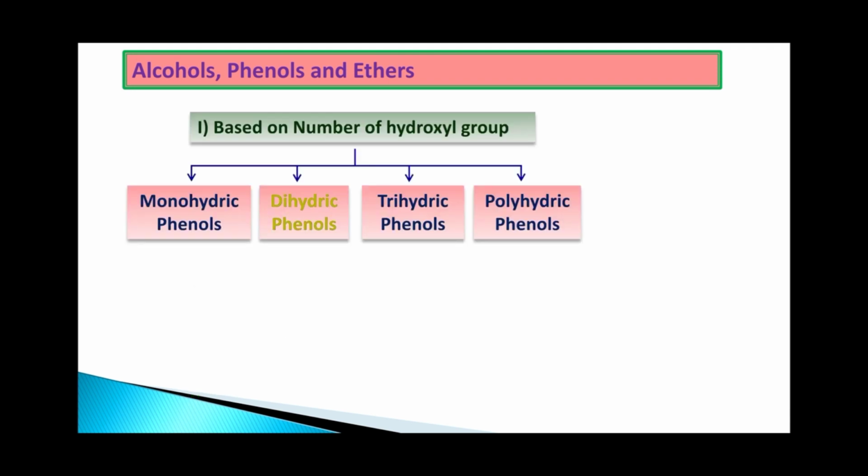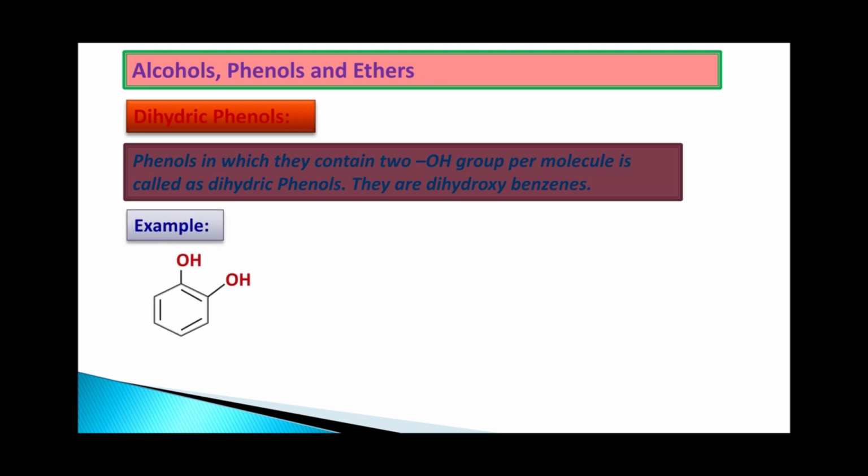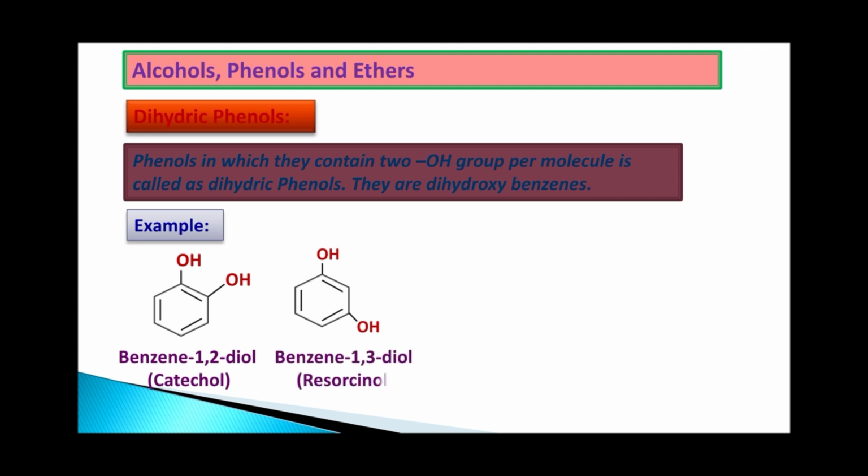Second class, that is dihydric phenol. As the name itself says, di means 2, hydric means OH, phenols. Phenols which contain 2 OH groups per molecule are called dihydric phenols, or they are also called dihydroxybenzenes. Examples: benzene having the 2 OH at position 1,2, benzene 1,2-diol, or the common name is catechol. If the OH are at the position 1,3, then it is benzene 1,3-diol, or the common name is resorcinol.